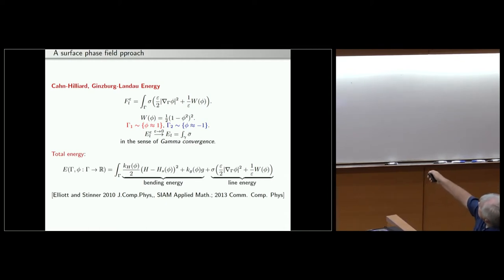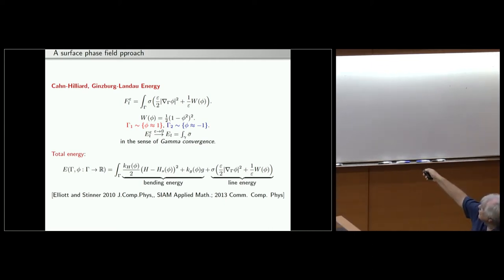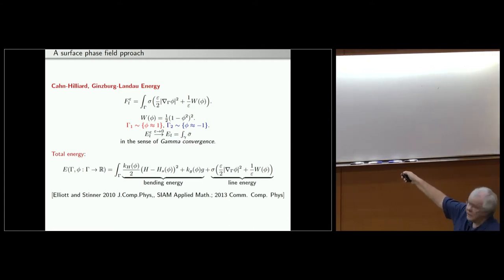So we could take this Cahn-Hilliard functional here, where W is some suitable double well. Here it's just written as an example of a quartic. And we know even on a curved surface, for a given curved surface, if we let epsilon go to zero, then we will get gamma convergence, and it can be shown to be related to the line energy associated with the limit.